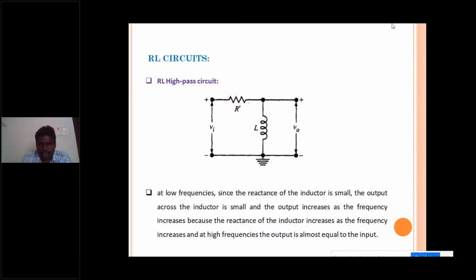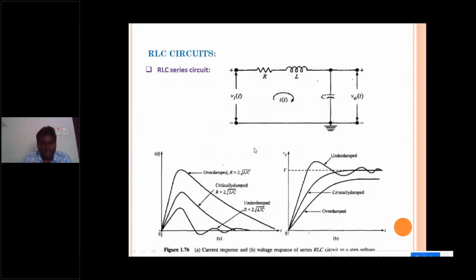So this is the RL high pass circuit. The components are interchanged here. This is actually a capacitor in the RC high pass circuit, but it is an R dash in the RL high pass circuit. This is a resistance in the RC high pass circuit, but it is an inductor here. The remaining process is similar to that case. Now move to the RLC circuit. In the RLC circuit we are placing R and L, and you can see the different shapes for step input.